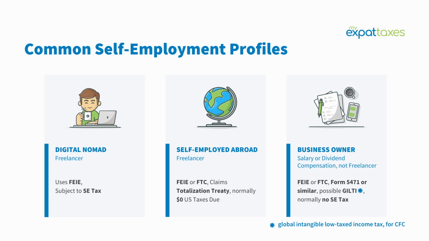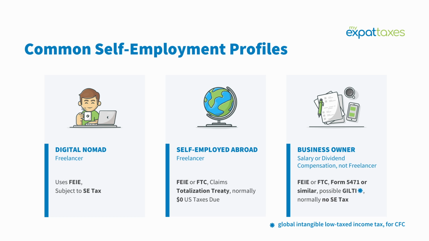Now, you're a self-employed person abroad. You live somewhere, you're registered there, you are a freelancer, sole proprietor. Pretty easy normally, actually, because you are filing Schedule C. Just like the digital nomad, it's freelancing income. You can claim foreign earned income exclusion and foreign tax credit because you're paying local taxes abroad. If you have a totalization treaty available to you, then there's normally no US taxes due, because you're not paying income tax and you're not paying self-employment tax.